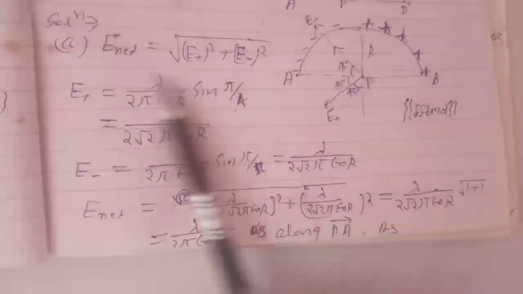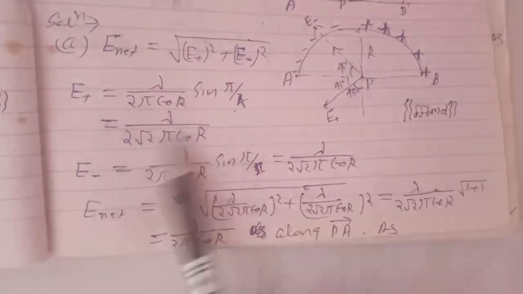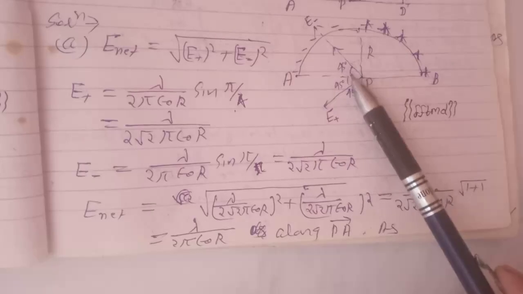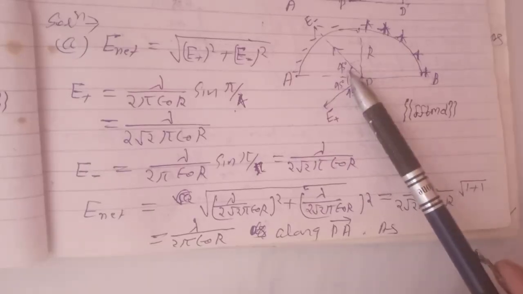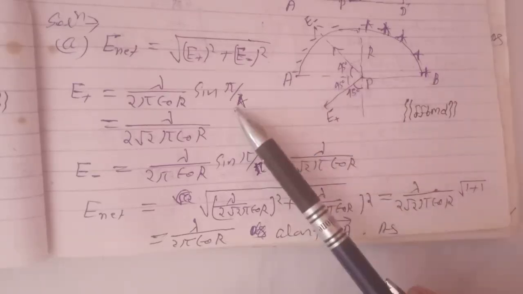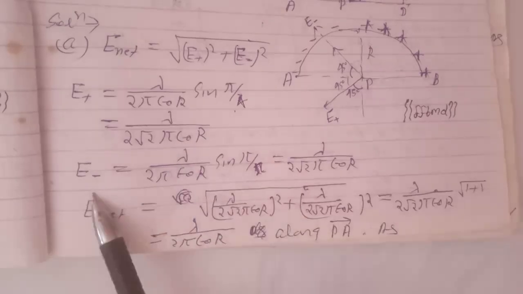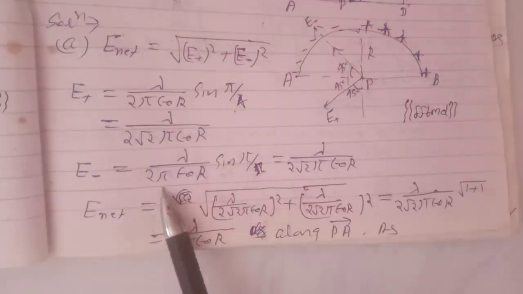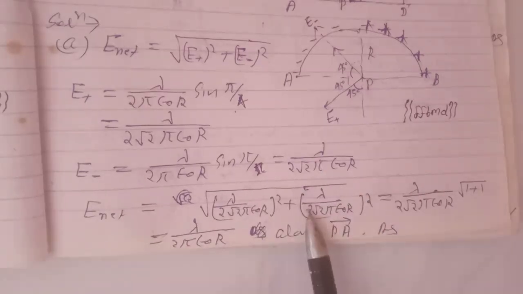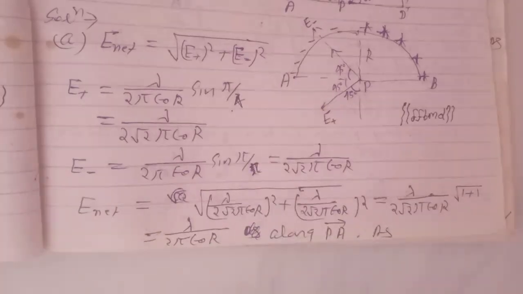As the situation is shown, we have calculated E naught under root E plus a square plus E minus a square. E plus is this value because this is in this direction, and here whole theta naught is pi by 2, so theta naught by 2 will be pi by 4, so we have put in pi by 4. Similarly, E minus equal to lambda by 2 pi epsilon naught sin pi by 4 equal to this, and E net will be like this, and solving we will get the result along this direction.